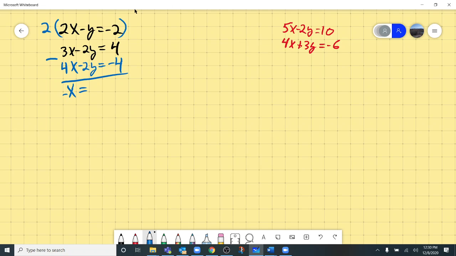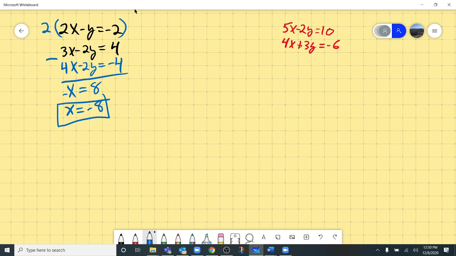So negative x. And then 4 minus a negative 4. So again, minus a negative becomes a plus. 4 plus 4 is 8. So we have negative x equals 8. We know that if we multiply or divide by negative 1, it just moves the negative. So we're just going to give everything the opposite sign of what it currently has. So this negative x becomes a positive x. This positive 8 becomes a negative 8. And our answer is x equals negative 8.